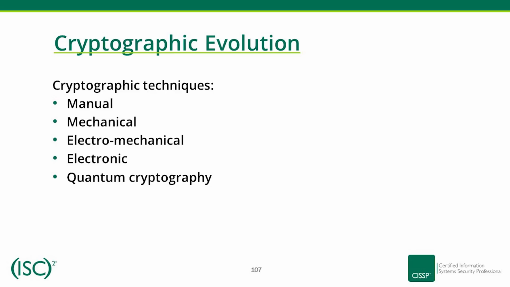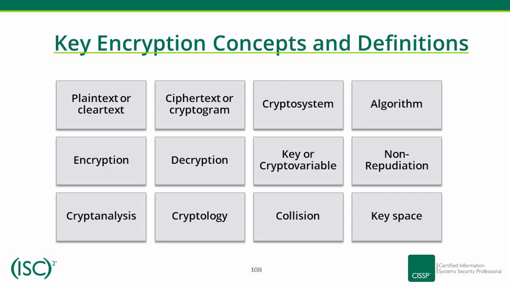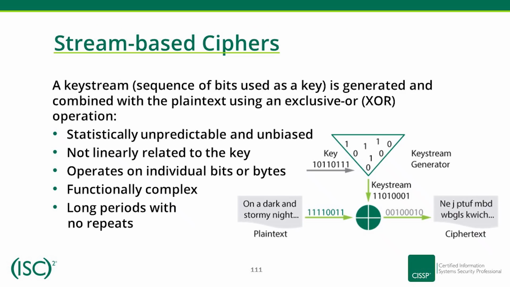Cryptographic evolution. Cryptographic techniques: manual, mechanical, electromechanical, electronic, quantum cryptography. Key encryption concepts and definitions. Stream-based ciphers. A key stream, a sequence of bits used as a key, is generated and combined with the plaintext using an exclusive or, XOR, operation. Statistically unpredictable and unbiased. Not linearly related to the key. Operates on individual bits or bytes. Functionally complex. Long periods with no repeats.